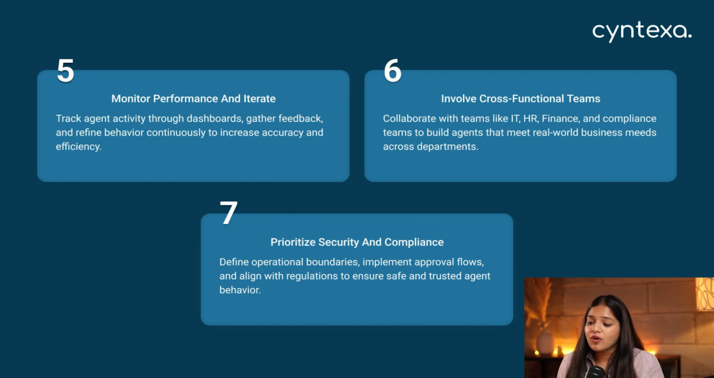Next is involving cross-functional teams. So right now you have taken care of your one high productive task. Additionally, you can involve other teams as well, like IT, HR, finance, all of the use cases that Vijay told. You can actively involve them as well. After that, we prioritize security and compliance a lot, because with different industry needs, with different industry compliances, that is very much needed. So of course, you can define operational boundaries and implement approval flows wherever needed.